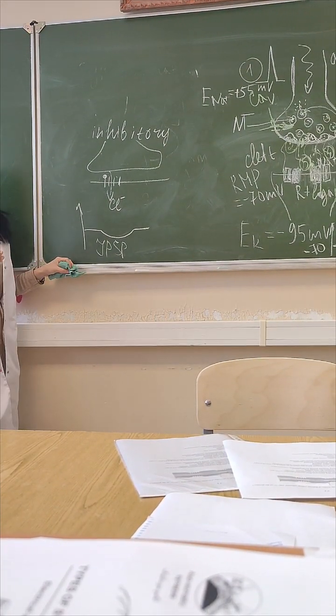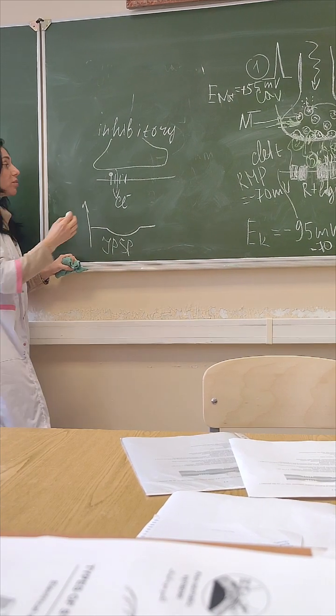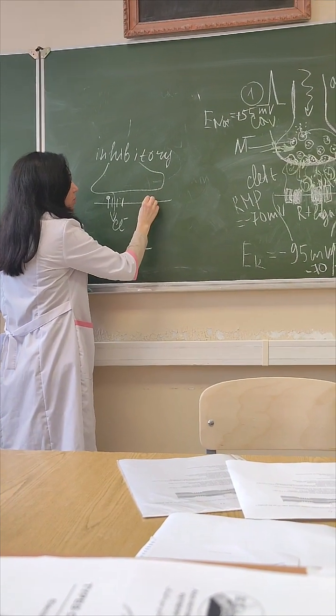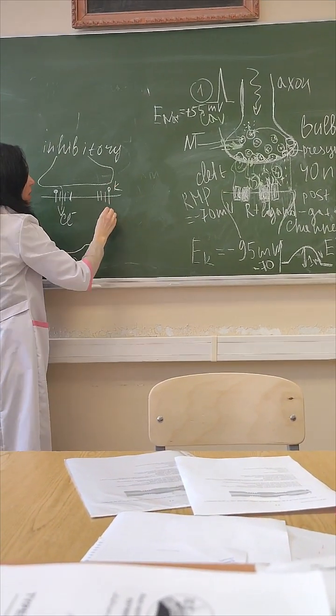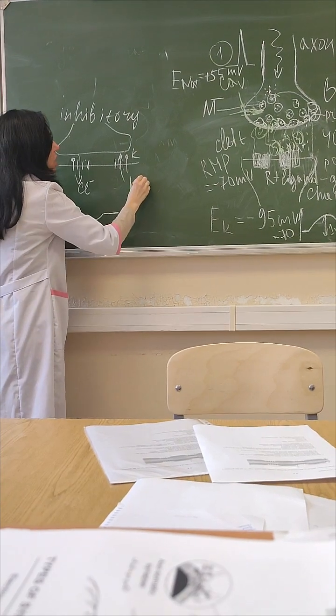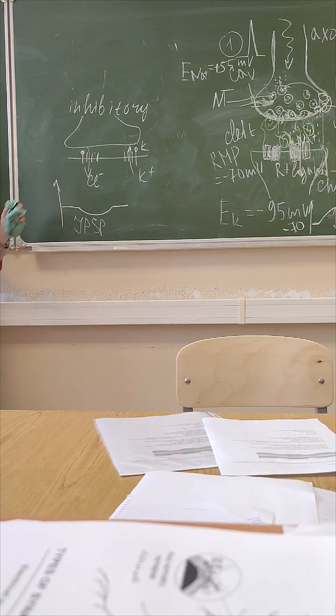Second case, more rare, but it's possible. Open another type of channel, a potassium channel. Potassium goes outside, and again we have IPSP, but more frequently it's chloride.